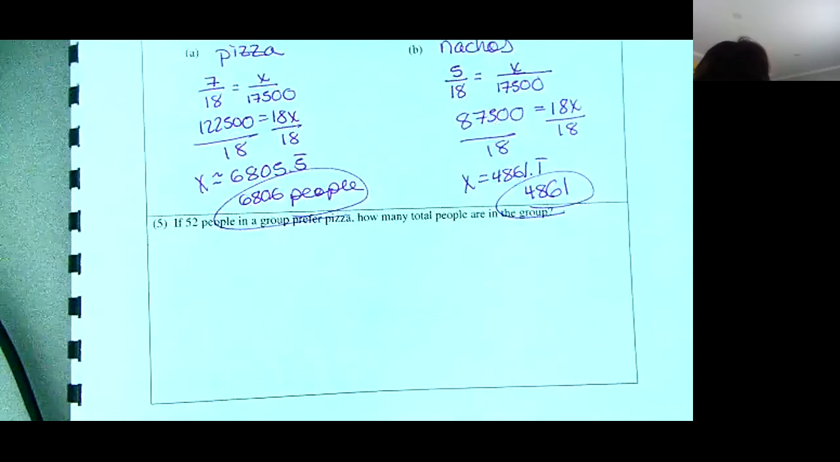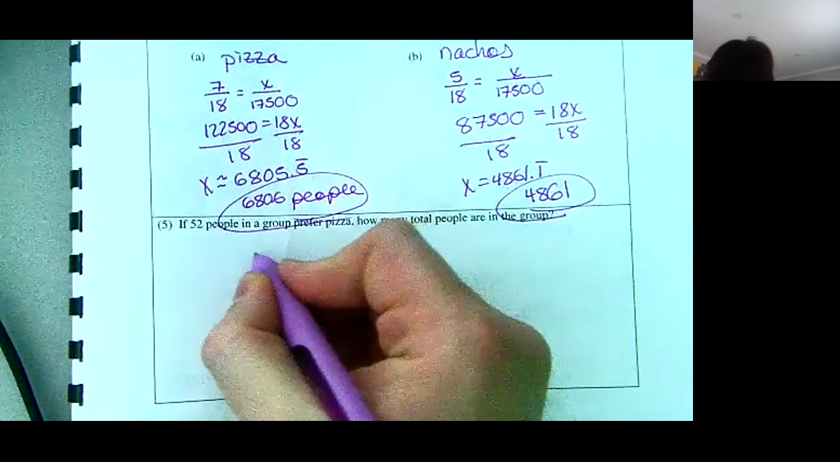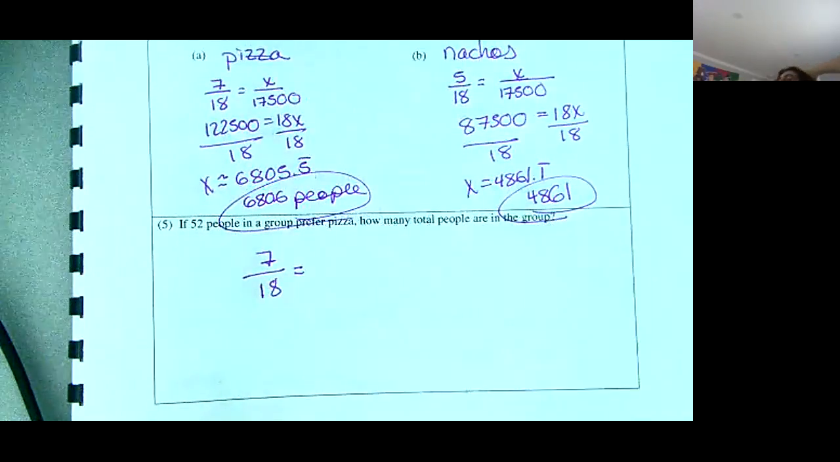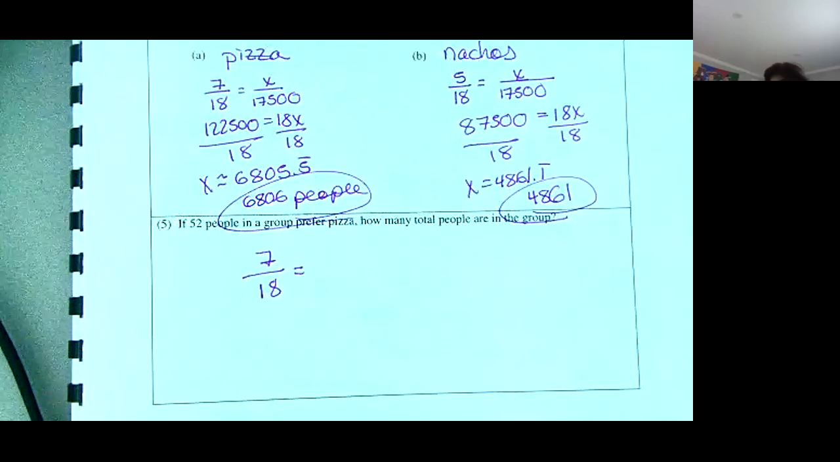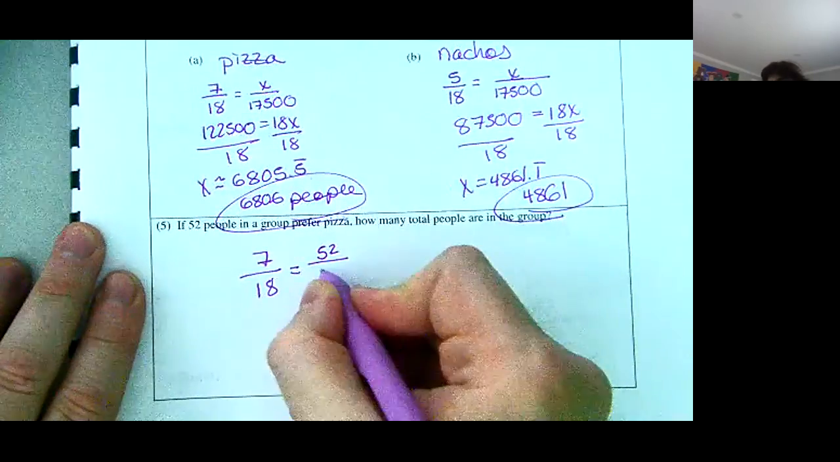Different type of question. 52 people in the group prefer pizza. How many total people in the group? What's the probability you like pizza? Once we have that, we don't change that. 7/18. 52. Is that everyone in the group? This time, it's the parts. I want to know the whole. I want to know how many people are in that group.